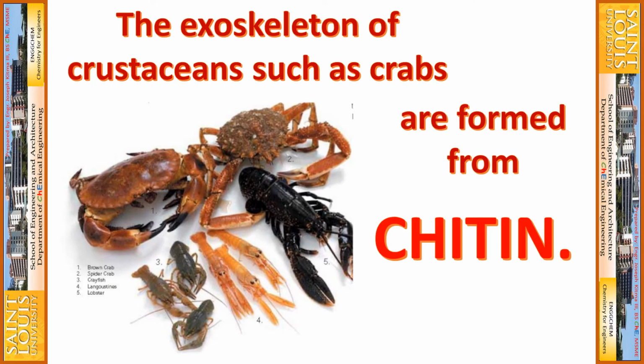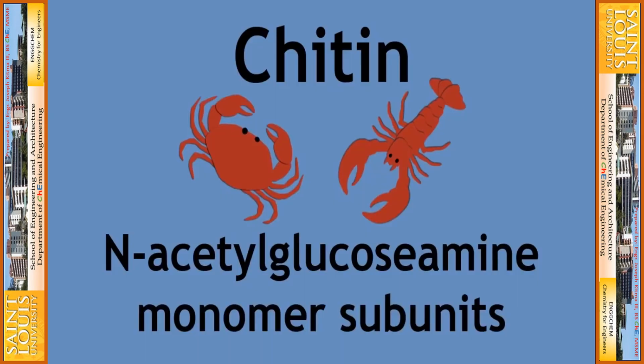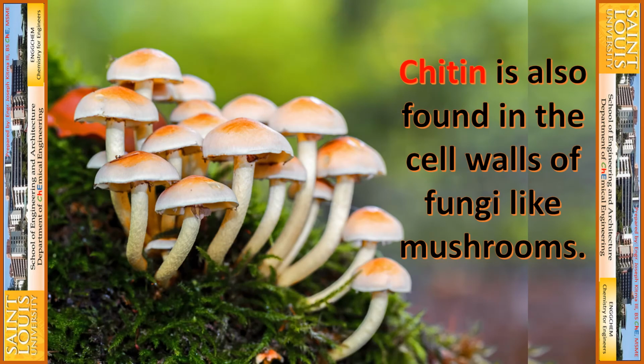The exoskeleton of crustaceans, such as crabs, is formed from chitin. Chitin is made of N-acetylglucosamine monomer subunits. Chitin is also found in the walls of fungi like mushrooms.